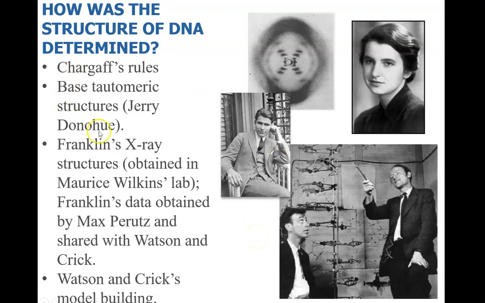The other thing that was important was that at the time there was some disagreement about what tautomers the base structures had. There's keto-enol tautomerism, and Jerry Donahue, who actually happened to be working in the same lab as Watson and Crick at the time, was able to provide the correct tautomeric structures that give us the hydrogen bonding pattern that we know today.